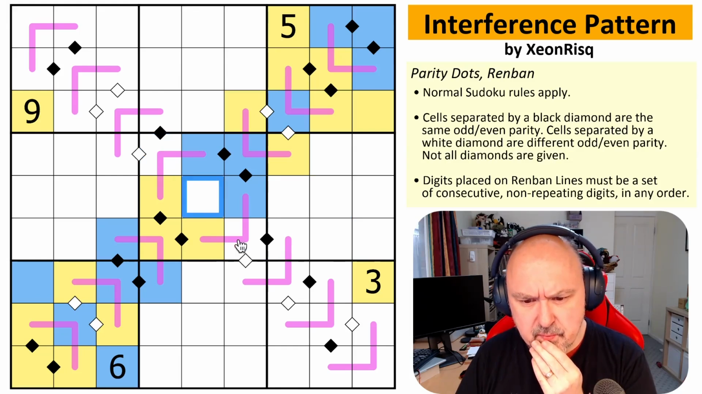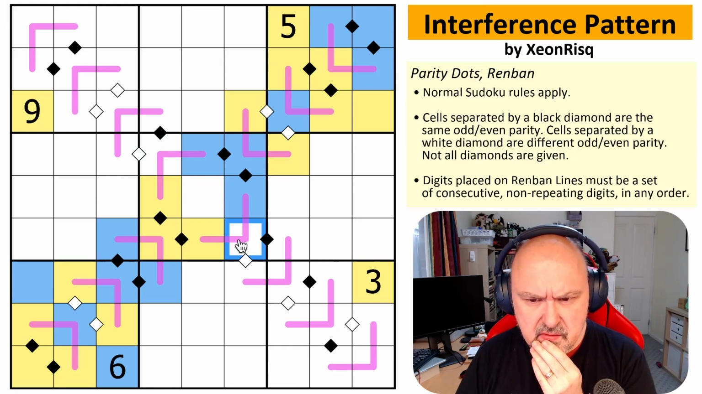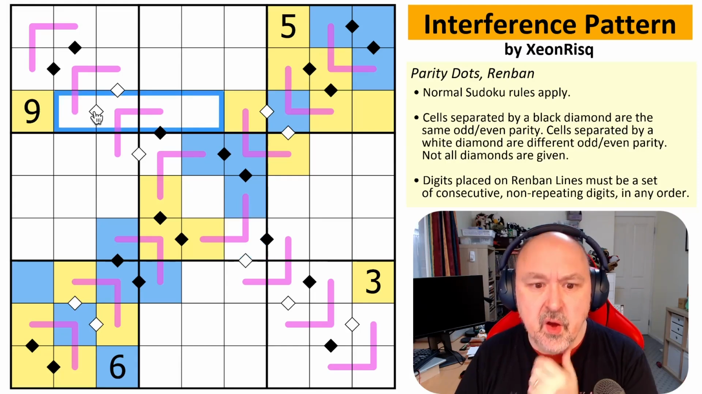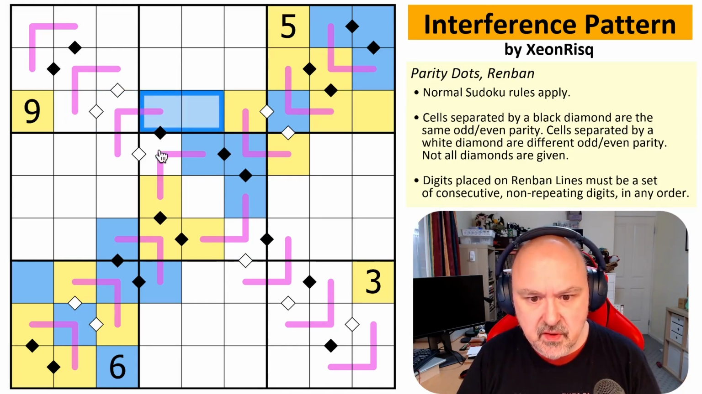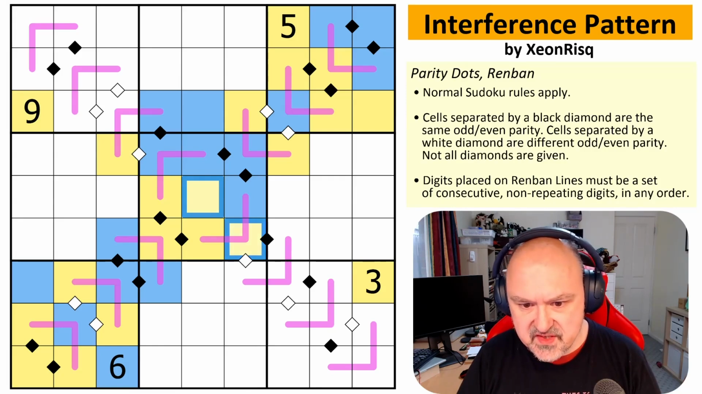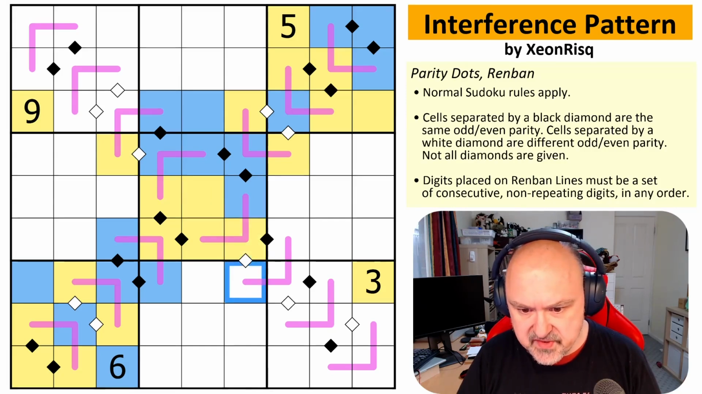I can only put 1 more even in here. I can only put 1 more odd in here, and it has to go in here. These both have to be even, which means this is even, which means this is odd. Now I've got all of the evens in the box. That is odd. Those are odd. That is even. That is odd.